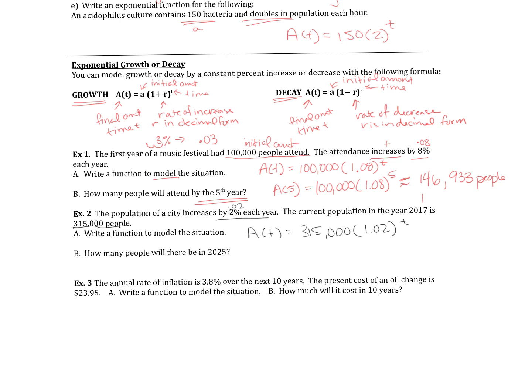And then when it says how many people will there be in 2025, well, from 2017 to 2025 is 8 years. So I want to know how many people there will be in 8 years. So when I fill this out, I put an 8 in for my exponent. And make sure on your calculators you're doing 1.02 to the 8th power and then multiplying by your 315,000. And I believe we get 369,072 people.